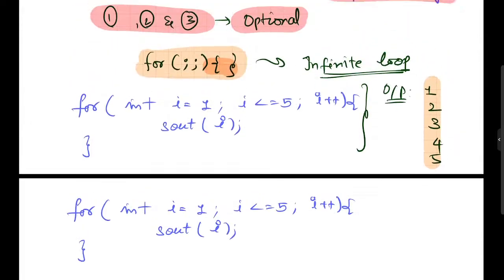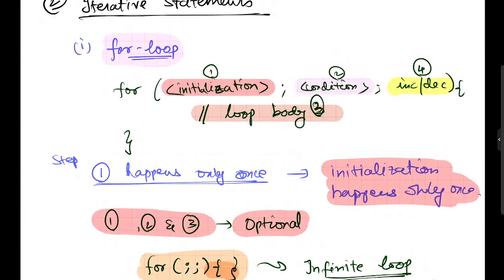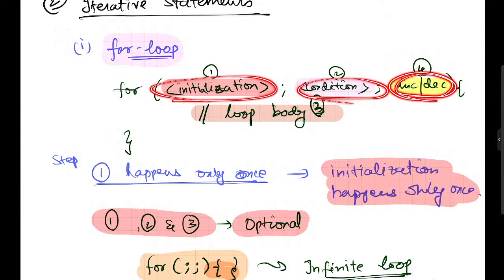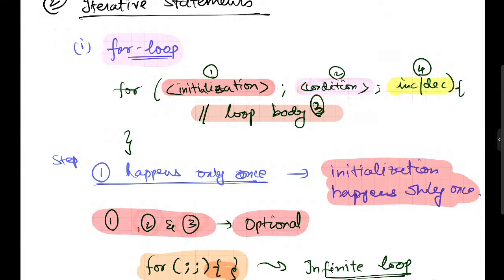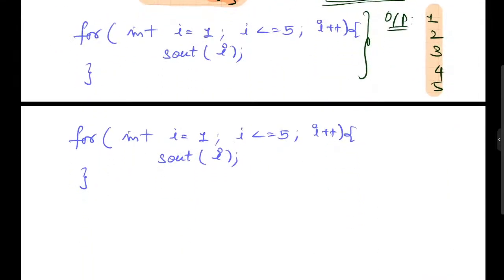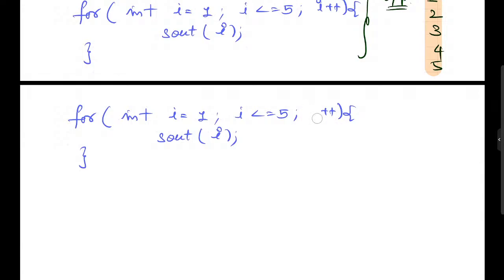I said that initialization, condition, and incrementation or decrementation, or whatever this updation step is, these are optional. So here I actually have to write 4, right? 1, 2, 4 are optional. When I say they are optional, what do I mean? That I can omit them. If I omit them, now there is no updation step. Now if there is no updation step, what will happen?